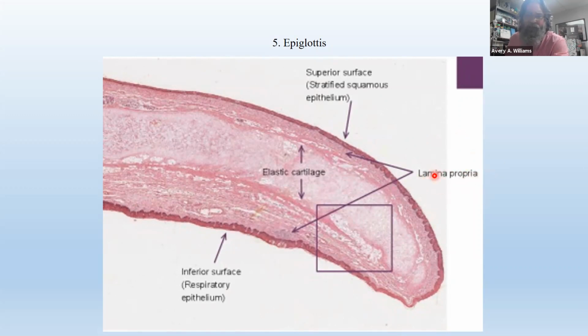I don't think we've had this term yet. Lamina propria. Lamina propria. That's a histology buzzword. That refers to the associated connective tissue of an epithelial tissue. So it's the underlying epithelial tissue.